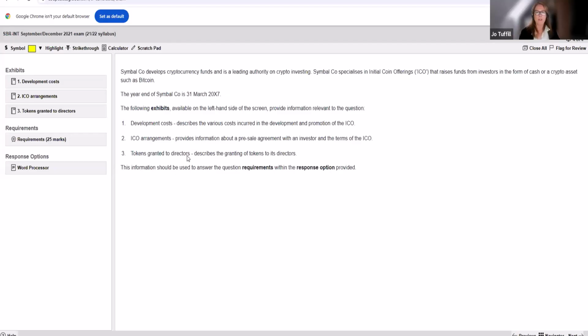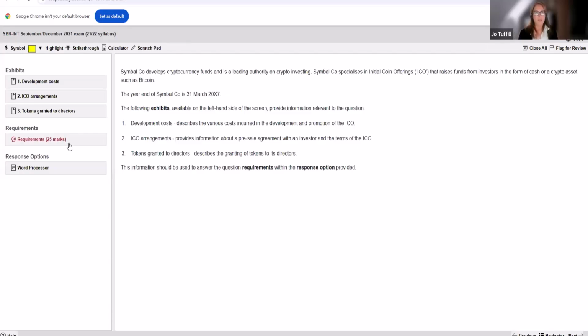And then tokens granted to directors describes granting of tokens to its directors. Well, we can think about what sort of benefits do directors normally get? Share-based payments? Or could it come under employee benefits? Is it part of salary? Is it a bonus? So you've got to start thinking about those headings and start thinking about what they might mean.